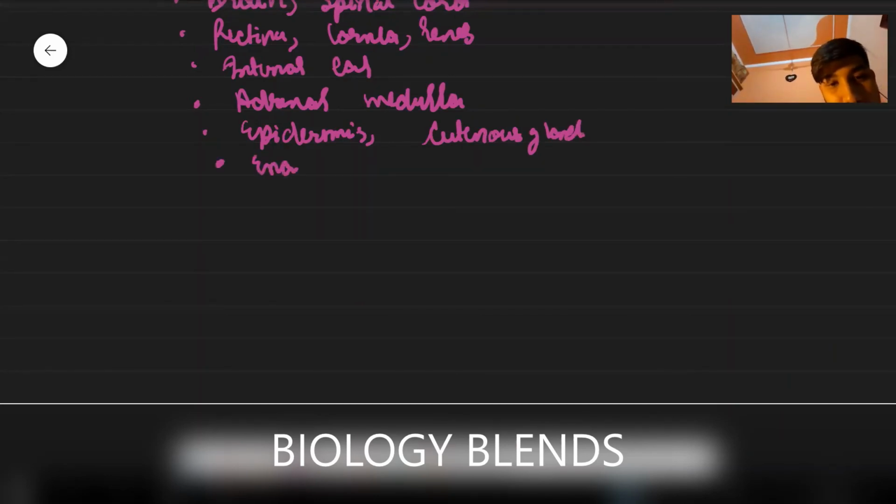Enamel, the upper portion of the teeth, foregut, and the hindgut.